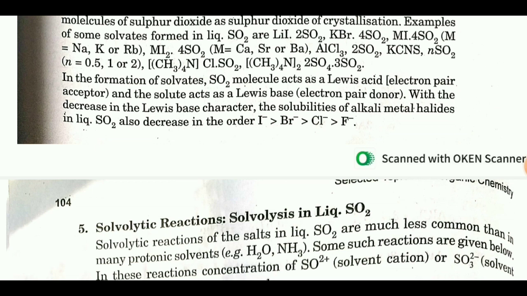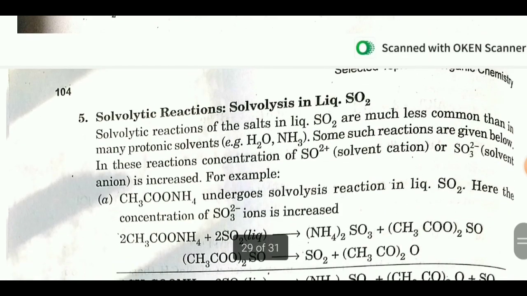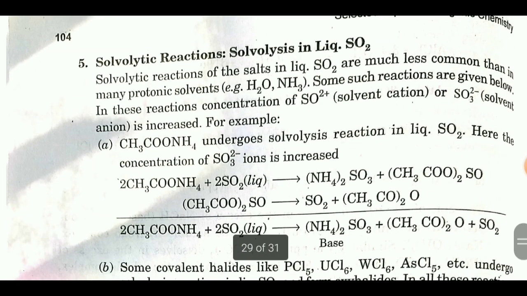With the decrease in the Lewis base character, the solubilities of alkali metal halides in liquid sulfur dioxide also decrease in the order: iodide the highest, then bromide, then chloride and then fluoride. Fifth, solvolytic reactions or solvolysis in liquid sulfur dioxide. Solvolytic reactions of the salts in liquid sulfur dioxide are much less common than in many protonic solvents. Some such reactions are given below. In these reactions, the concentration of SO2 2+ or SO3 2- is increased.